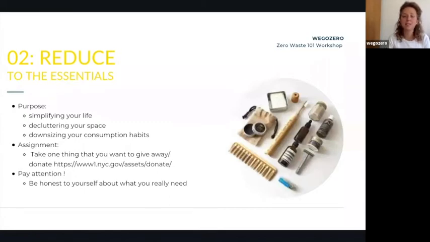Another way of reducing is decluttering your space. So, for example, if you declutter your kitchen, you could ask yourself, what do you really use? And are there items that you only keep because everyone has such an item, or because you keep it out of guilt because you don't want to give it away? So really ask yourself some questions that can be a bit uncomfortable in the beginning, and find out what you really need and reduce to the essentials. This whole habit of reducing will at the same time help you to downsize your consumption habits in general, because you will start thinking about your consumption and what you really need.